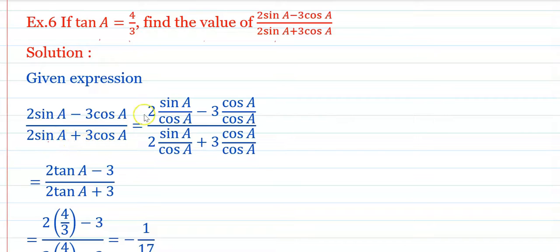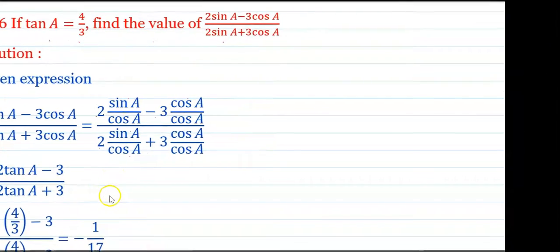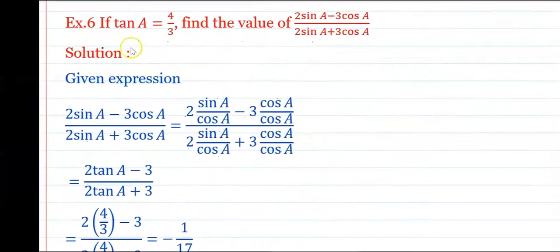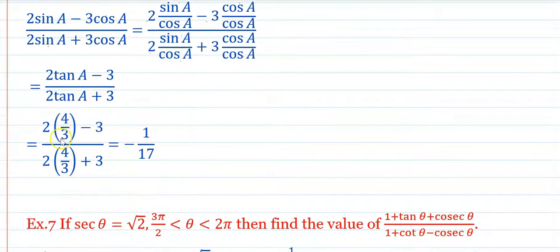That is 2 times sin A upon cos A minus 3 times cos A upon cos A. Again, 2 times sin A upon cos A plus 3 times cos A upon cos A. These cos get cancelled. You will get (2 tan A minus 3) upon (2 tan A plus 3). Substitute the value of tan A, which is 4 by 3. That is 2 in bracket 4 by 3 minus 3, upon 2 in bracket 4 by 3 plus 3.